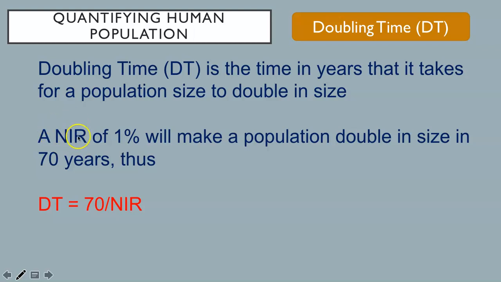A natural increase rate of 1% will make a population double in size in 70 years. Thus, doubling time can be formulated by taking 70 and dividing it by the natural increase rate. Memorize this. Make sure you understand this.